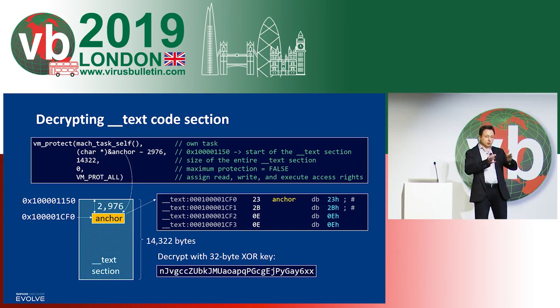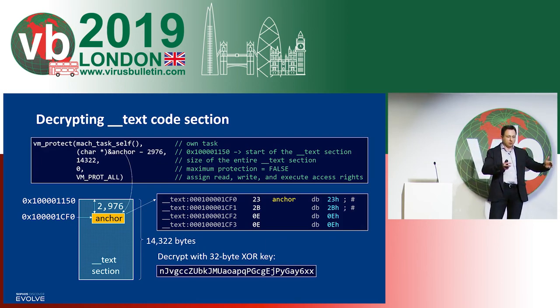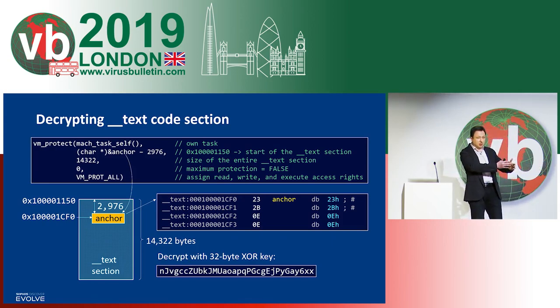So it takes the address of that encode inside the code section. Then it subtracts the offset of that encode inside the section. That way it gets to the start of the section. And following that, it takes all 14,322 bytes, which is the size of the code section, and then it assigns the VM_PROT_ALL flag, which is a combination of read, write, and execute.